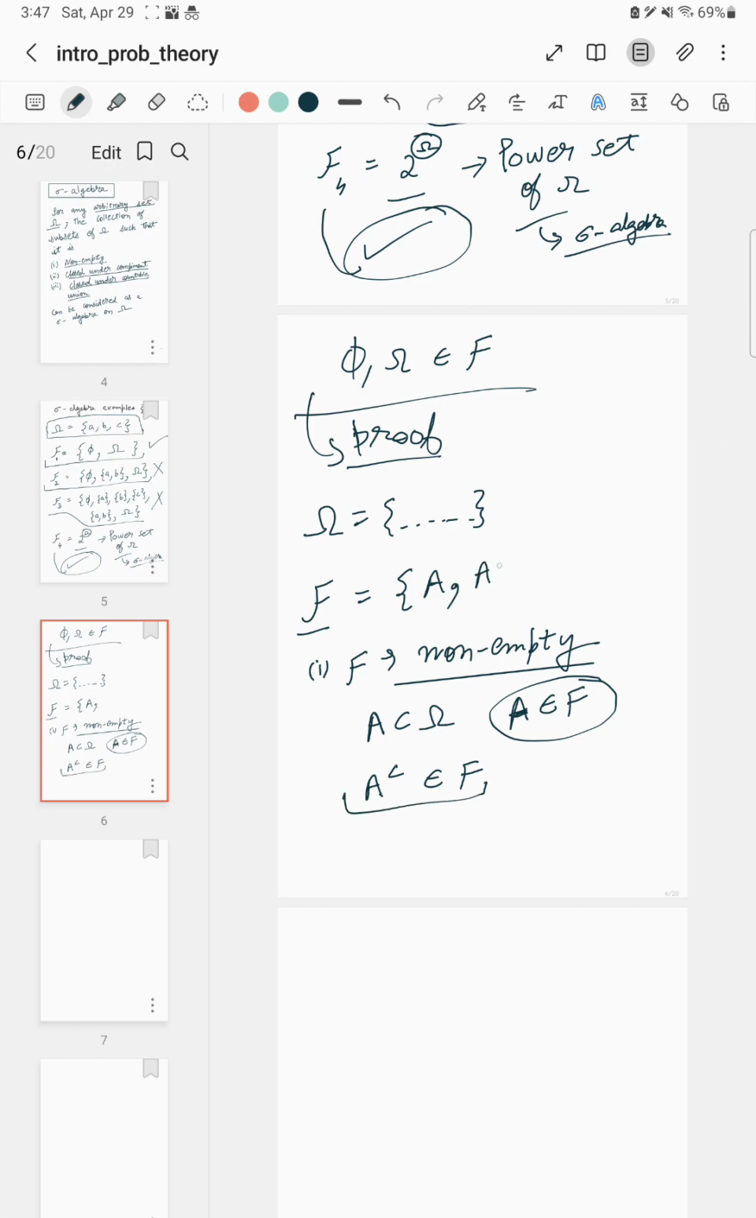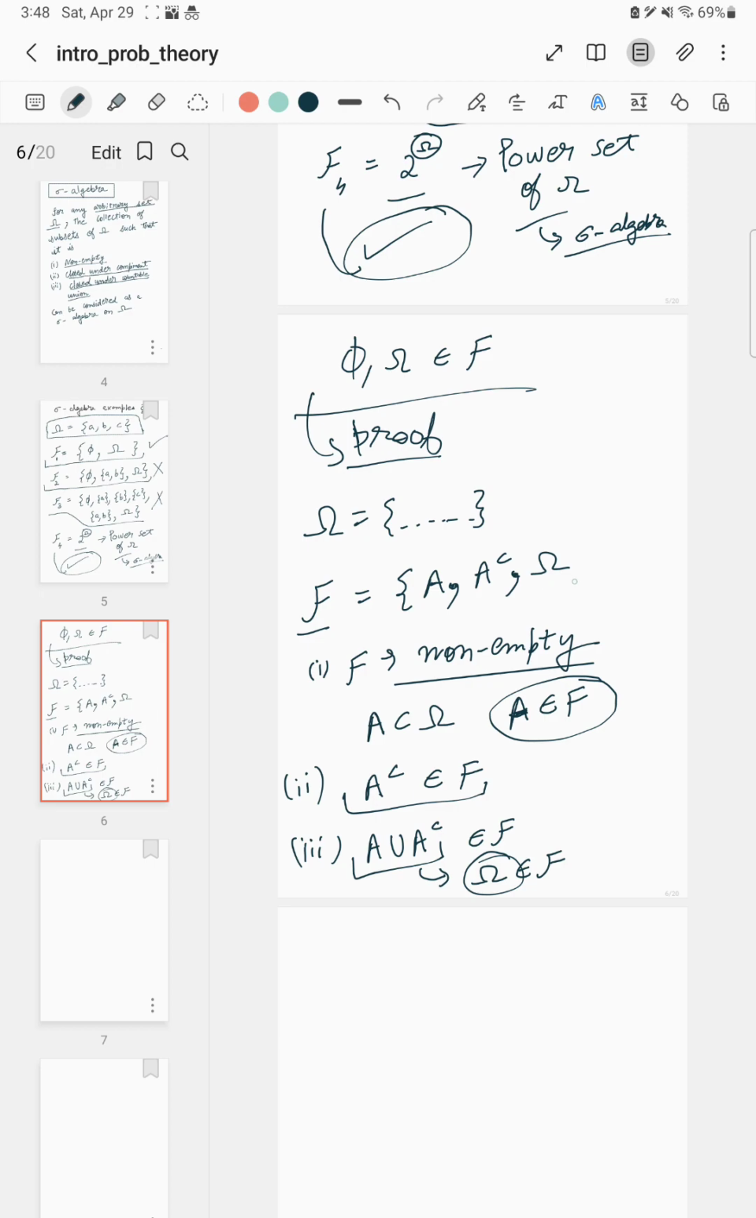So we say A's complement is also present in F. Now since A complement is present in F, according to the third property, the countable union of both of these sets should also be present in F. So the A union A complement is nothing but omega, so omega should also belong to F. Hence you can see this is the reason why omega is always present inside the sigma algebra F.